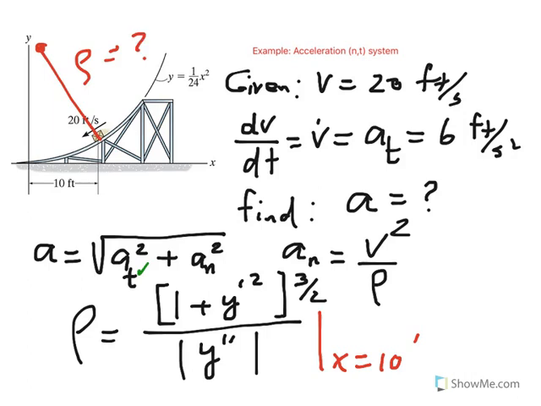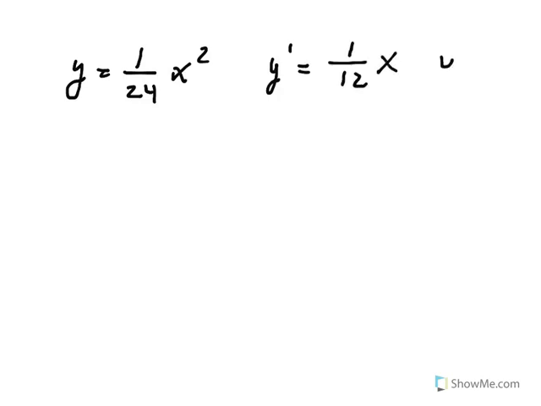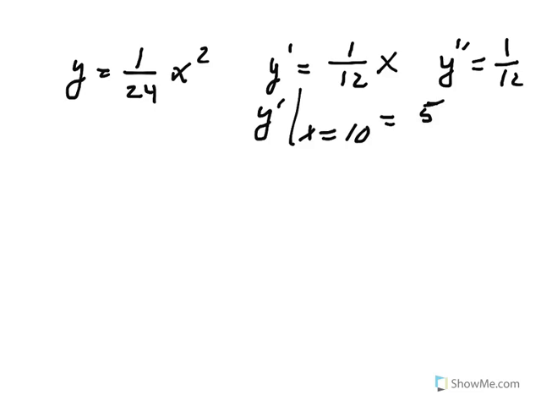So let me go to the next page and we start doing this. We already know that the profile is y equal 1 over 24 x squared. So we need y prime, which becomes 1 over 12 x, and we need y double prime, which is 1 over 12. But we have to evaluate this y prime, which is actually the slope at x equal 10. So that becomes 5/6 when you plug in 10 over 12.